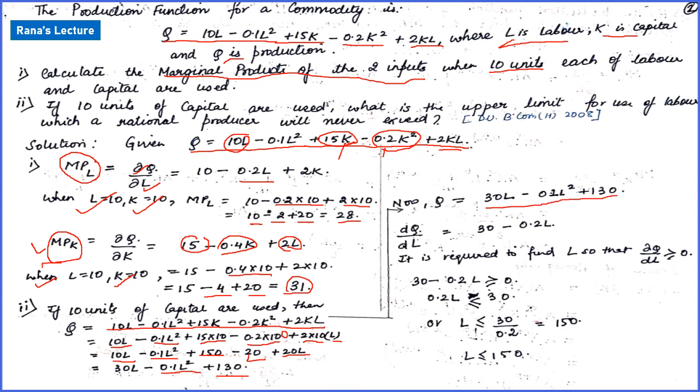Now you calculate delta Q by delta L. You differentiate, you get 30 minus 0.2L. You are required to find L so that delta Q by delta L is greater than or equal to 0, right? This should be greater than or equal to 0. When you solve this, you get L, the value is 150. So the units of labor should not exceed 150. It should be either less than or equal to 150, right? It shouldn't exceed 150 units of labor, right?